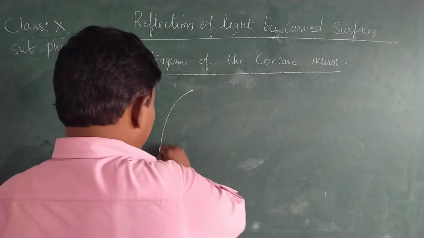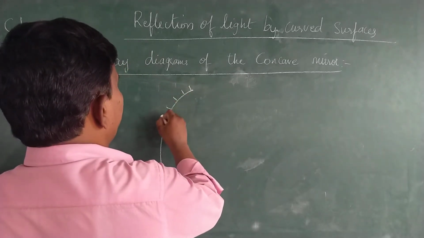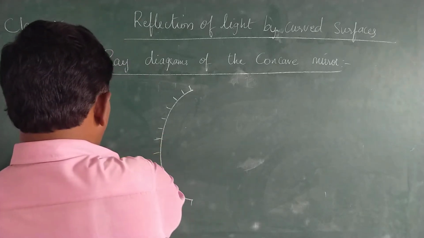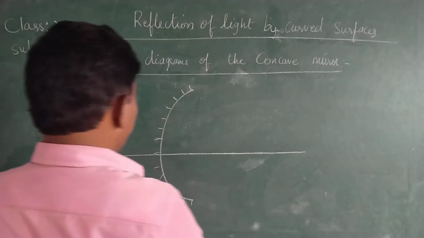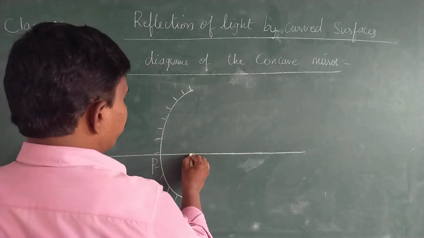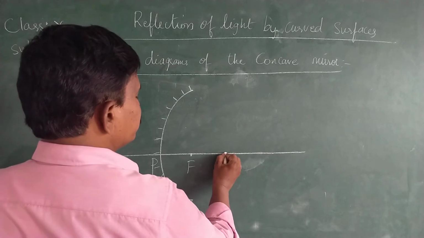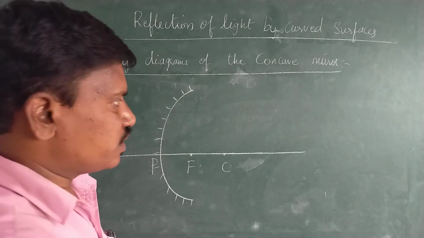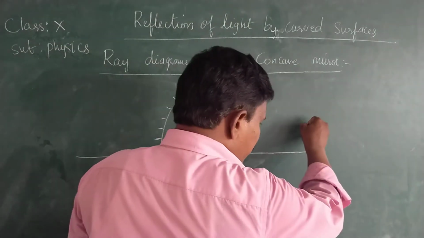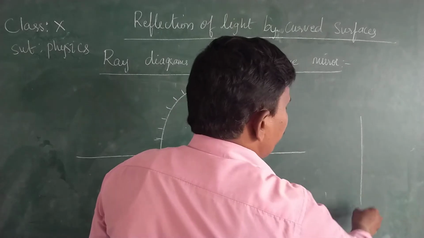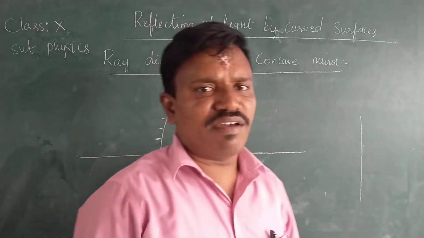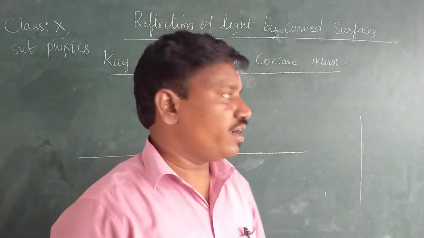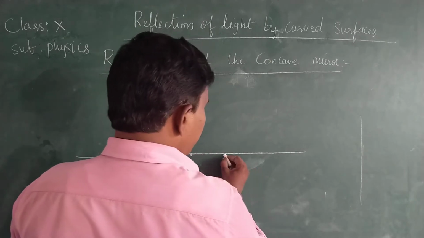If you draw a concave mirror, after drawing it you should mark the positions: pole, focal point, center of curvature. The first position is that the object should be placed at infinity. Infinity means at a very far distance, very far away. That is called infinity. Then, beyond the center of curvature.